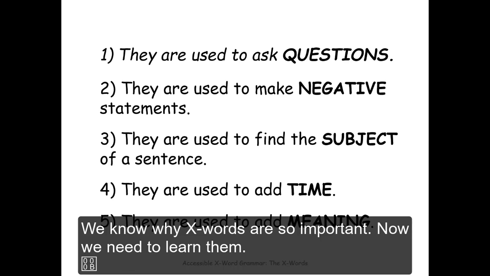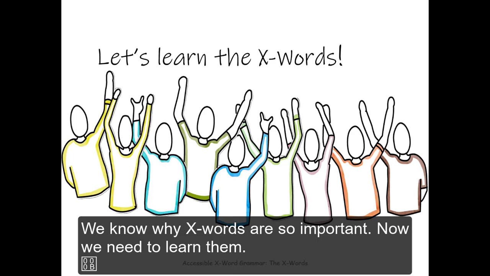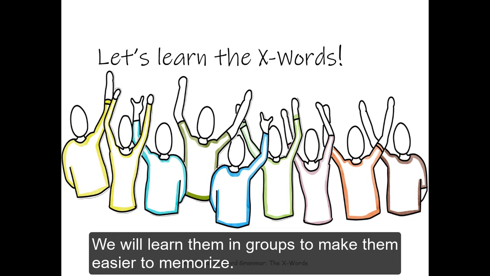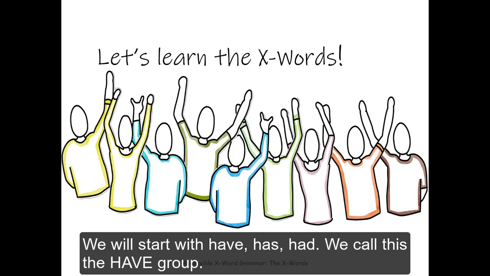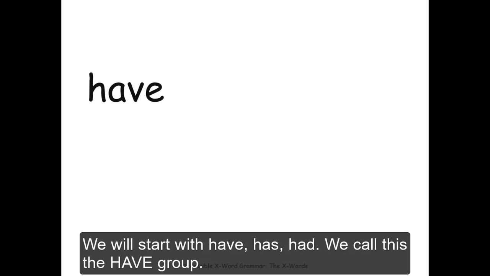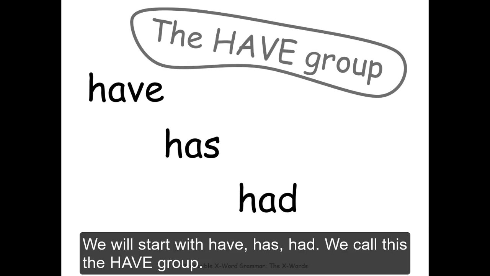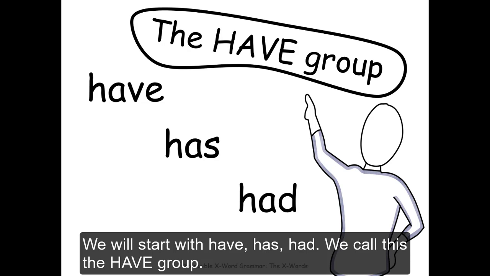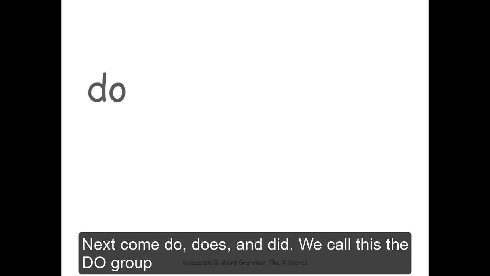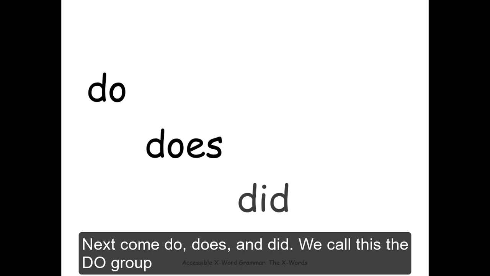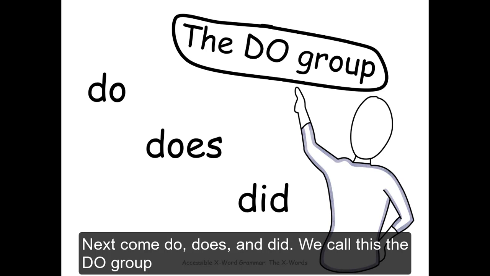You know why XWords are so important. Now we need to learn them. We will learn them in groups to make them easier to memorize. We will start with have, has, had. We call this the have group. Next come do, does, and did. We call this the do group.